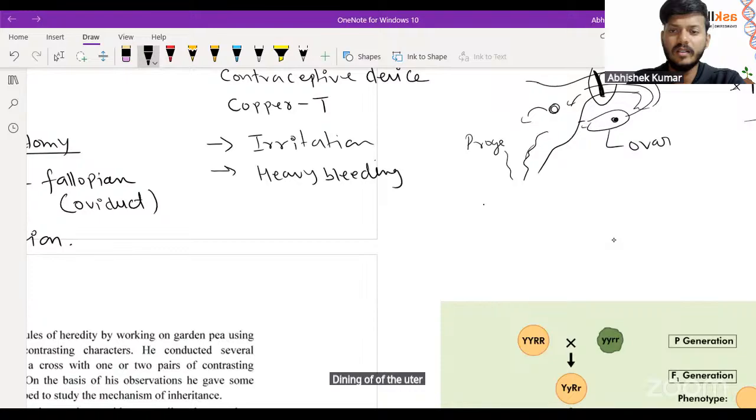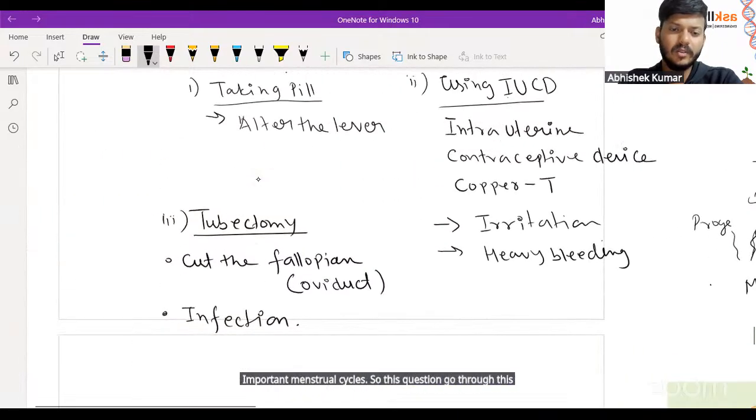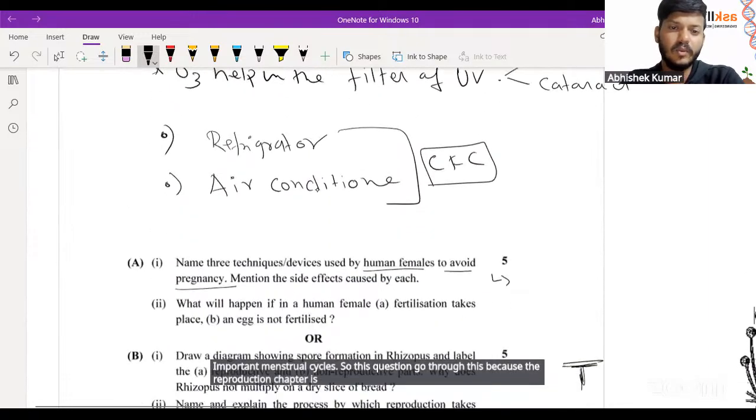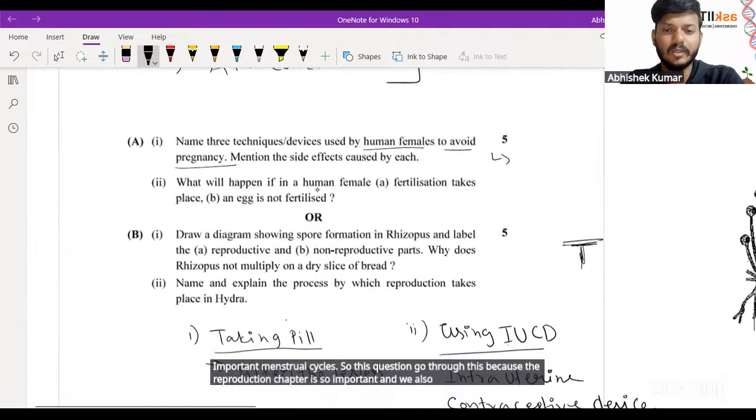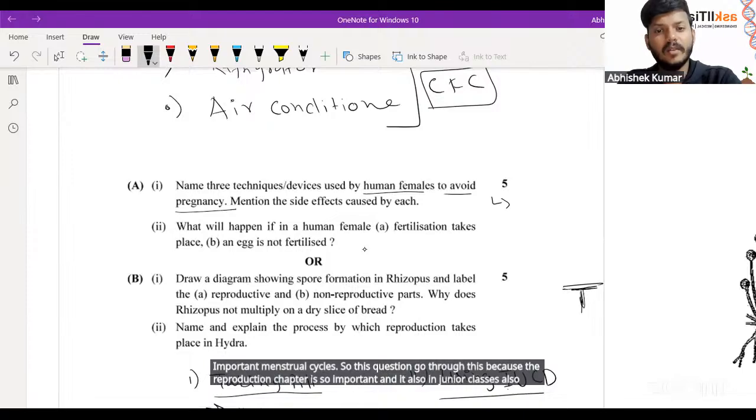And this degeneration of the lining is the menstrual cycle. Important, menstrual cycles. So go through this question, because the reproduction chapter is so important in NEET and also in junior classes. You will always see one question from this chapter, most probably a 4 or 5 marks question.